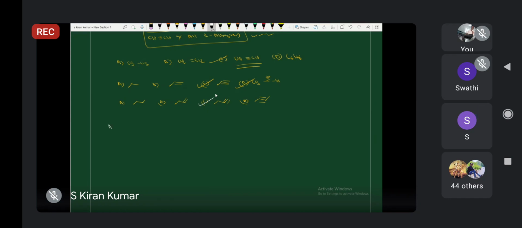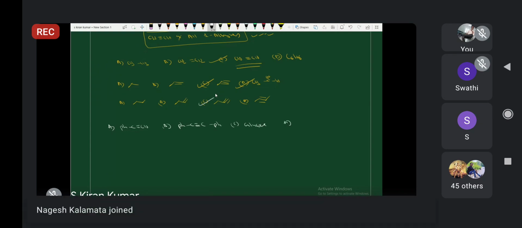Next one. A phenylacetylene, B diphenylacetylene, C glucose, D fructose.